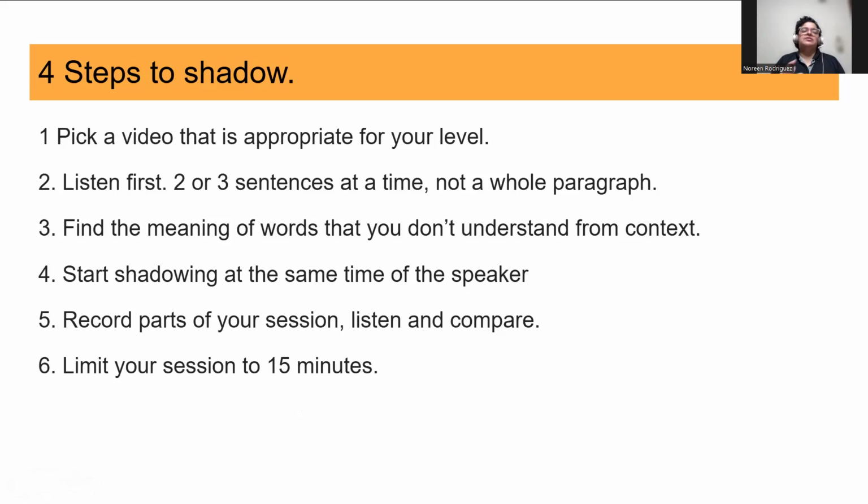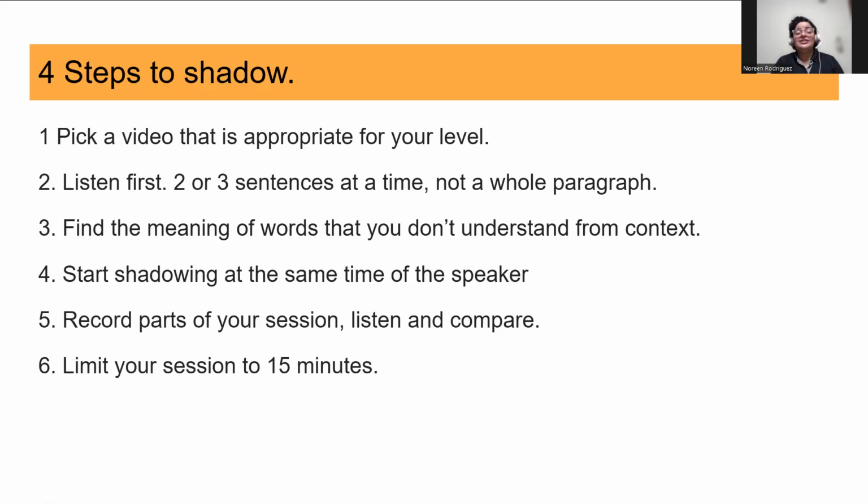So no, 15 minutes of intentional, focused shadowing practice will help you, at least 3 to 5 times a week. It will be of great help.